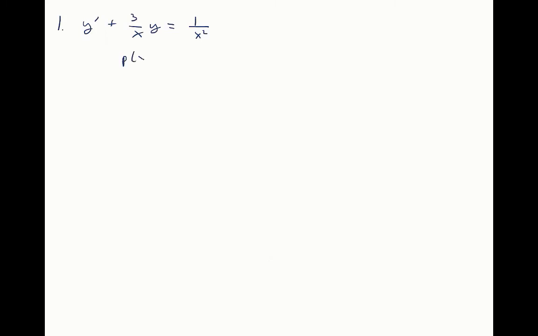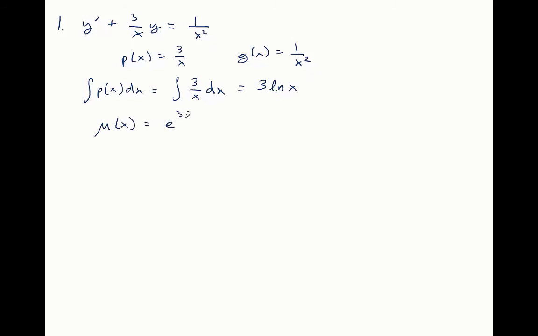Okay, so what's p of x? 3 over x. And g of x? Okay, so the first thing we need to do is the integral of p of x. Well, this looks very similar to the example that I did, actually, because, you know, it's so fun to use logs. So our integrating factor, then, is e to the 3 log x. If we follow that procedure through again, we have e to the log x cubed. So what do we have? X cubed. Alright, that's a nice integrating factor.